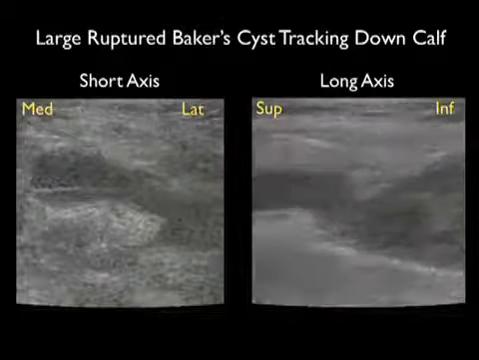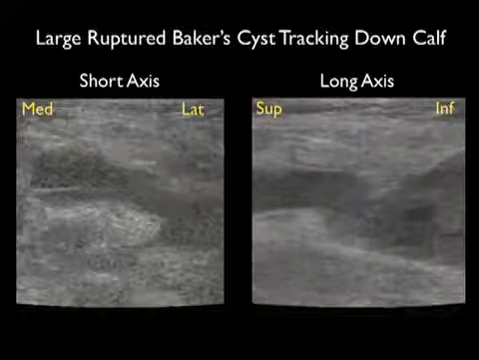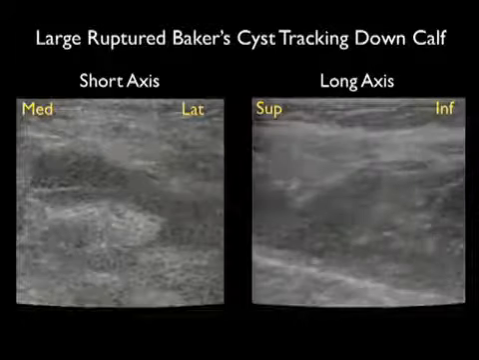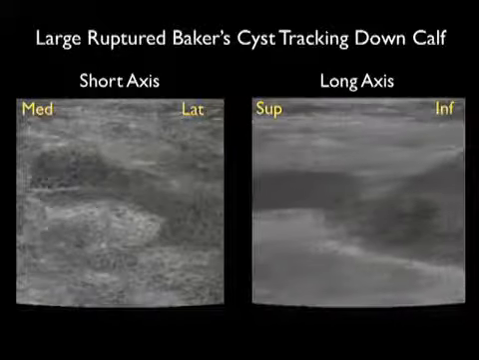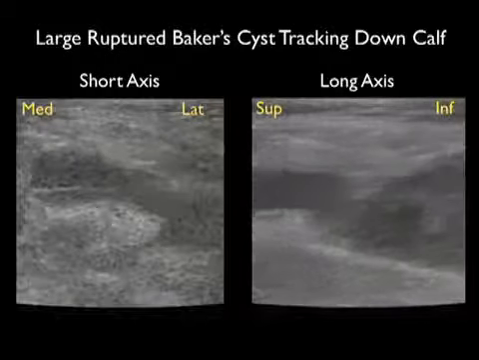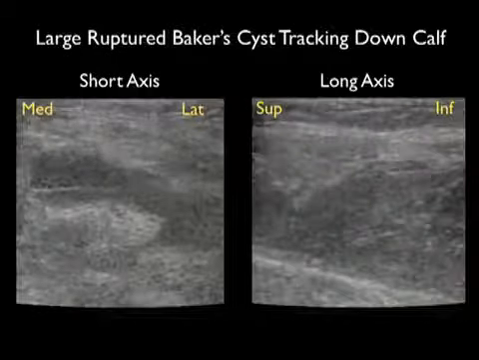In the long axis view to the right, I'm going to start by showing the superior axis to the left and inferior to the right. And we can see the fluid collection of the ruptured Baker's cyst tracking from superior all the way inferiorly down the calf.